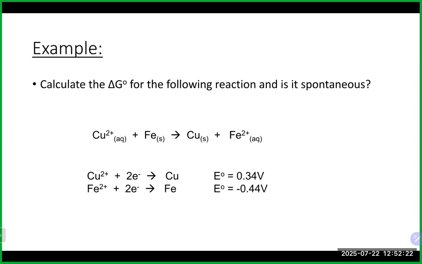All right, so why don't you give it a go here. Calculate the delta G for this reaction. And is it spontaneous? There's some SRP values there on the bottom. Okay, let's take a look here and see. We want to calculate delta G. So delta G would equal minus nFE of our cell.